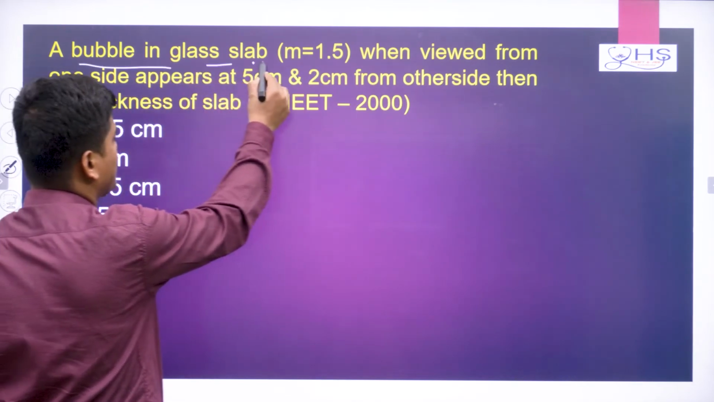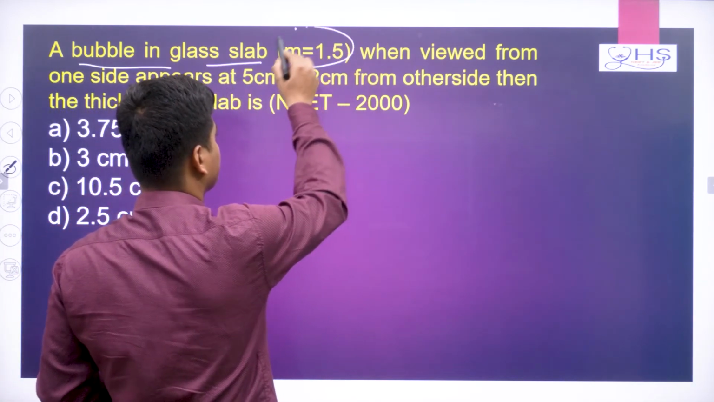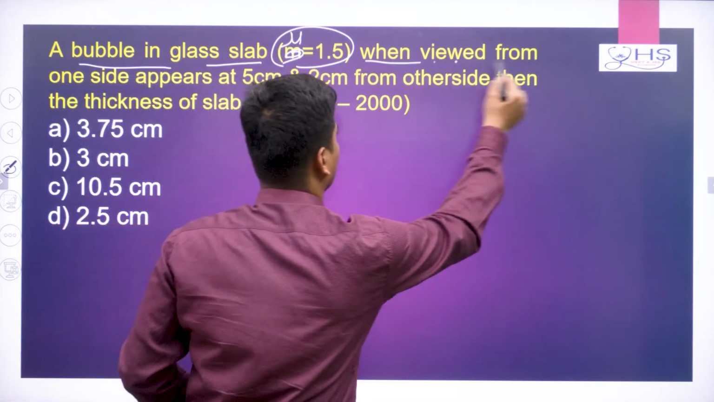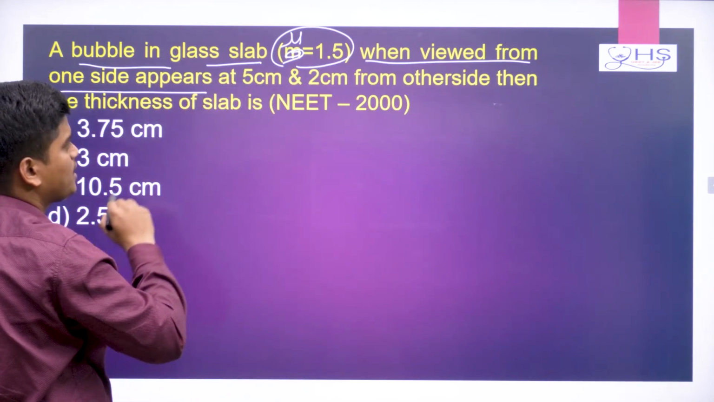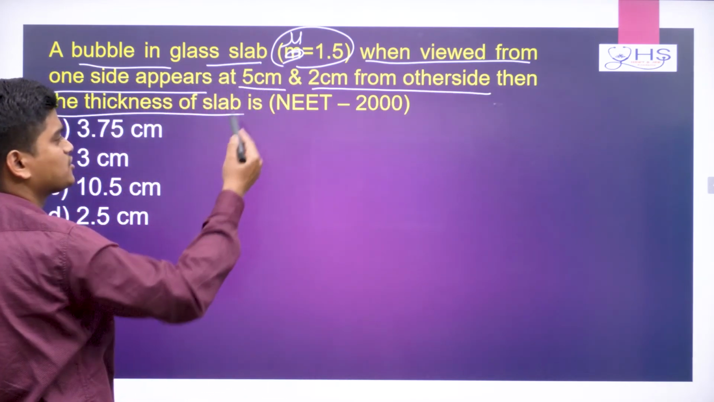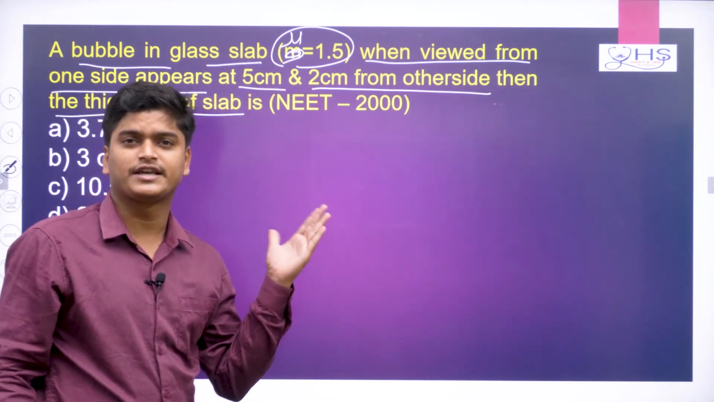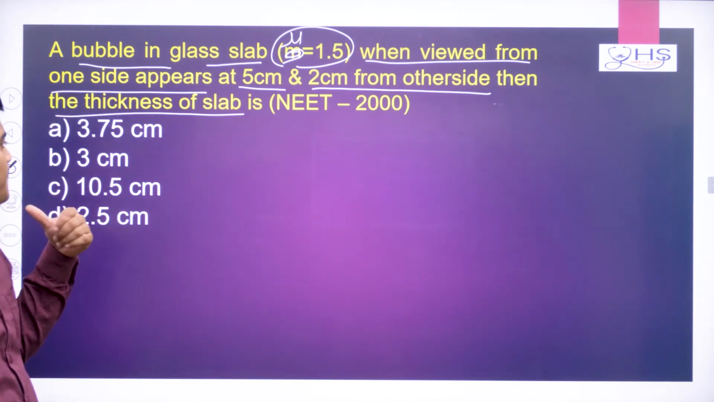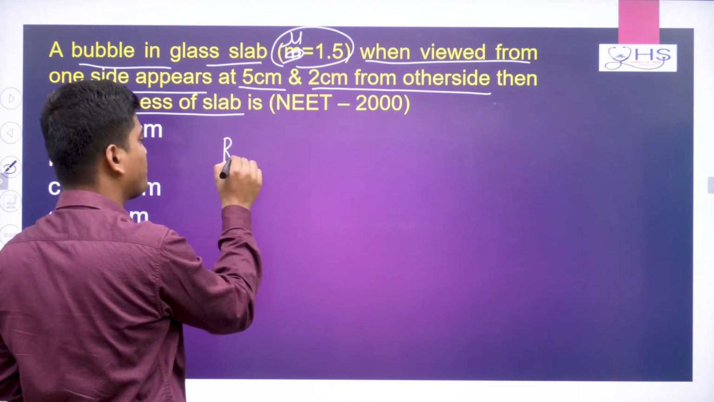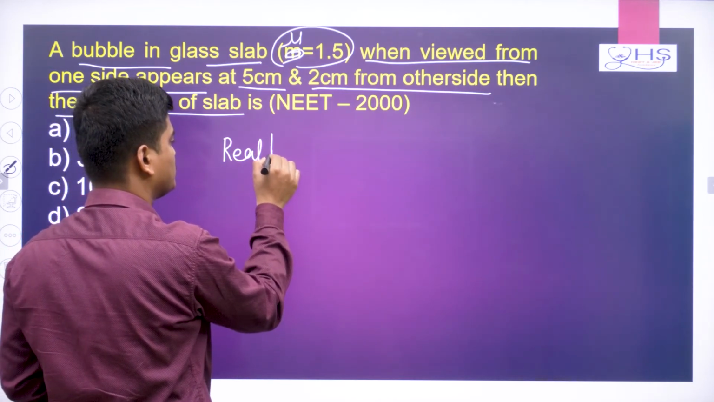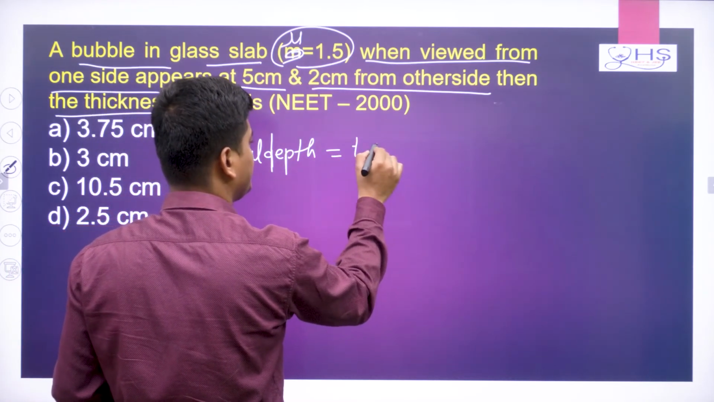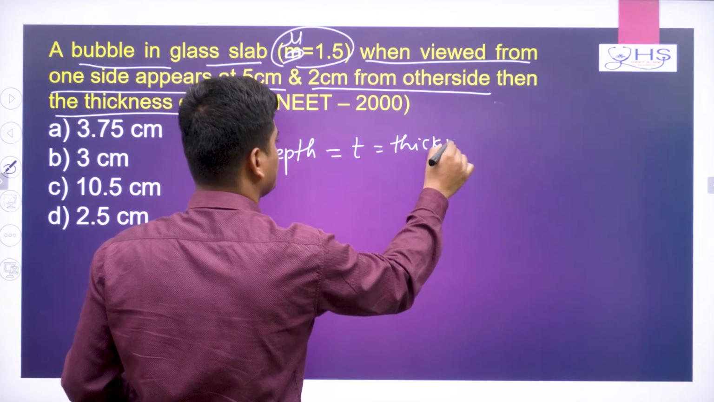A bubble in a glass slab, with refractive index mu, or you can write n sometimes, when viewed from one side appears at 5 centimeter and at 2 centimeter from the other side. Then what is the thickness of the slab? I think this is the exact question like your first MCQ. So the same thing we will do. Thickness of the slab means you have to find the real depth. That is your T, basically your thickness.